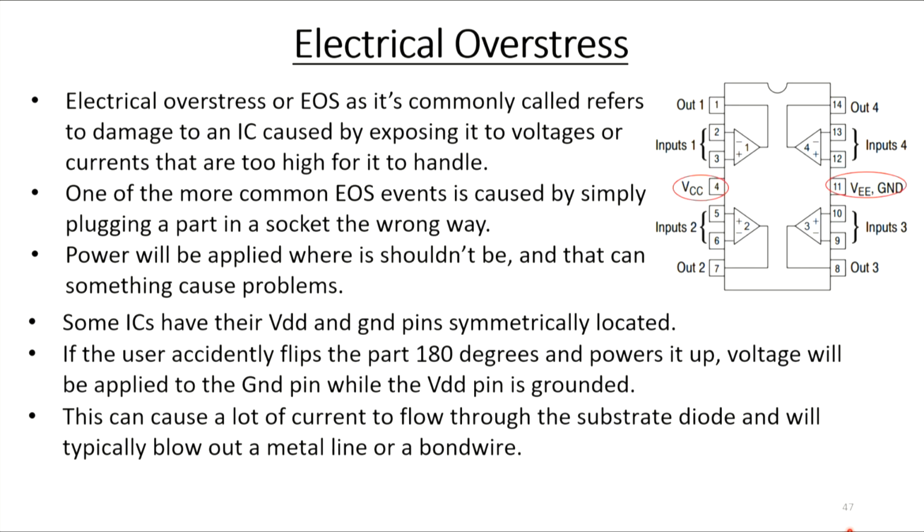Some ICs have their VDD and ground pins symmetrically located, like the one in the upper right corner here. If the user accidentally flips the part 180 degrees and powers it up, voltage can be applied to the ground pin while the VDD pin is grounded. This can cause a lot of current to flow through the substrate diode, which will typically blow out a metal line or a bond wire. So if you get a customer return, the bond wire is blown out, this is one thing to look at.